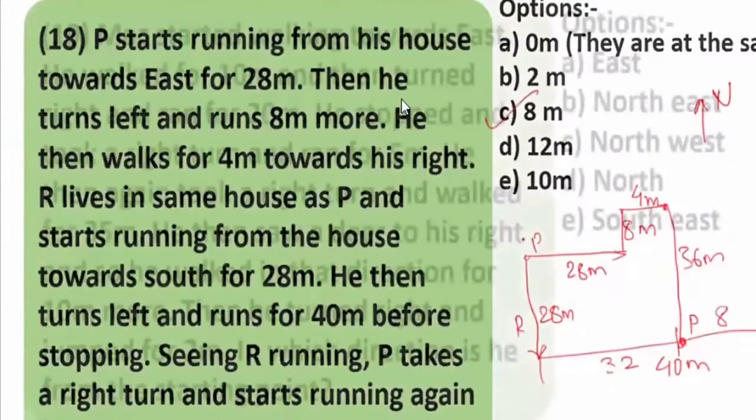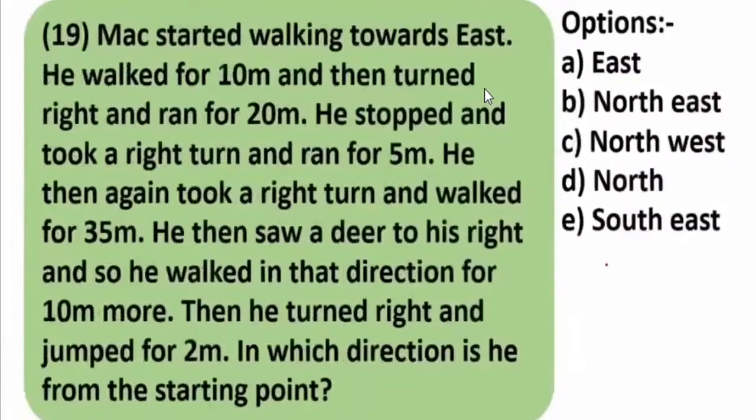Answer is 8 meters. Mac started walking towards east, so it is a direction sum. Draw the north. Mac walks towards the east. He walked for 10 meters, so this is 10 meters. He then turned right and ran for 20 meters. This is 20 meters. He stopped and took a right turn and ran for 5 meters. This is 5 meters. He then again took a right turn and walked for 35 meters. So this is 20 plus 15.